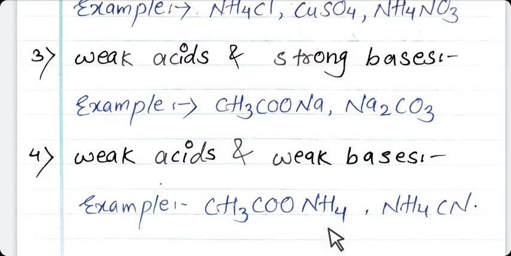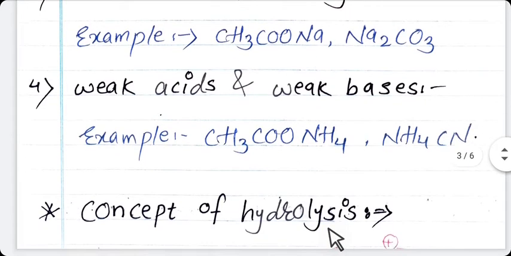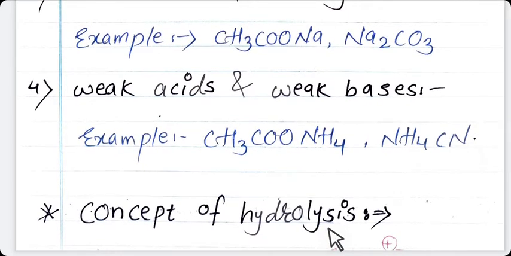Now we are going to study the concept of hydrolysis. Student, the definition of hydrolysis is: hydrolysis of salt is defined as the reaction in which the cation or anion or both ions of the salt react with the ions of water. Either cation, anion, or both react with the ions of water to produce acidity or alkalinity or sometimes neutrality.